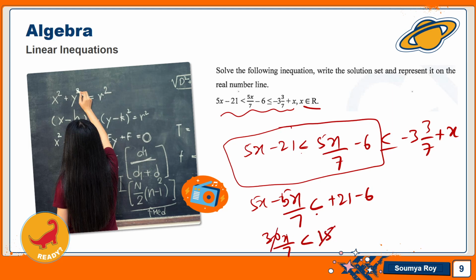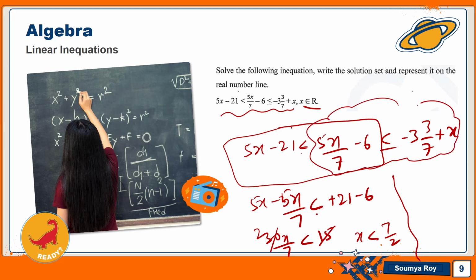So 30 and 15 can cancel by 2. What we are getting is x less than 7 by 2. On solving this we got that, and now if we solve the second part, you can bring the 5x by 7 to that side. It will be better because we have x here, and the less than or equal to sign. Minus 6 will come, so minus 6 plus 3 whole 3 by 7 less than or equal to x minus 5x by 7.